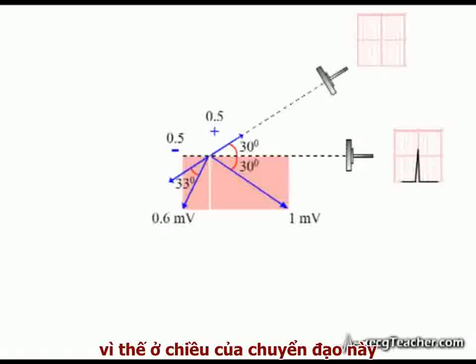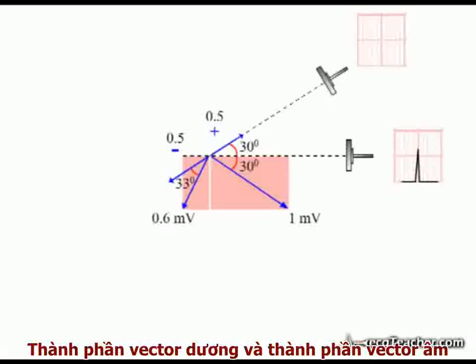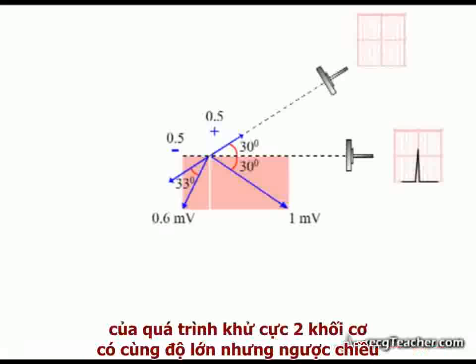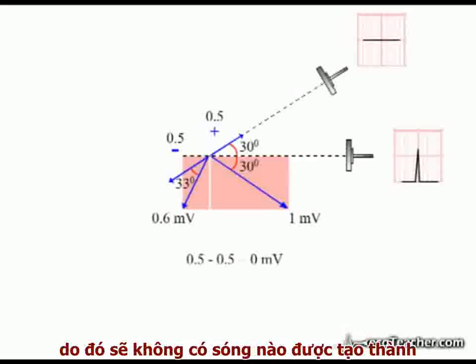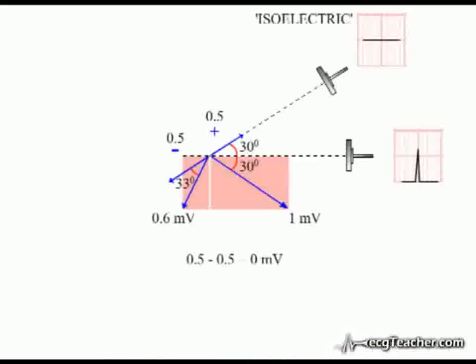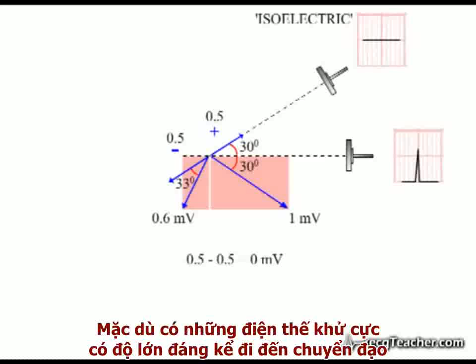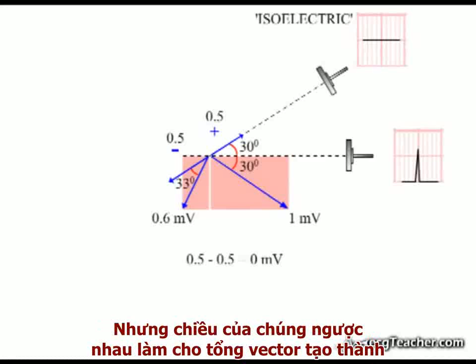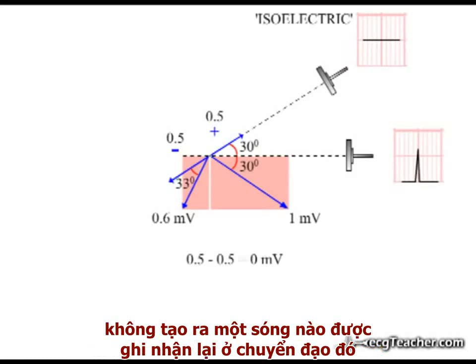Therefore, in the direction of this lead, the positive and negative vector components from the depolarizing muscle segments are equal in magnitude and no deflection is produced. The readout in this lead is said to be isoelectric. Although significant depolarization voltages are present under the lead, the pattern of flow is such that the total vector generated has no net effect in its direction.